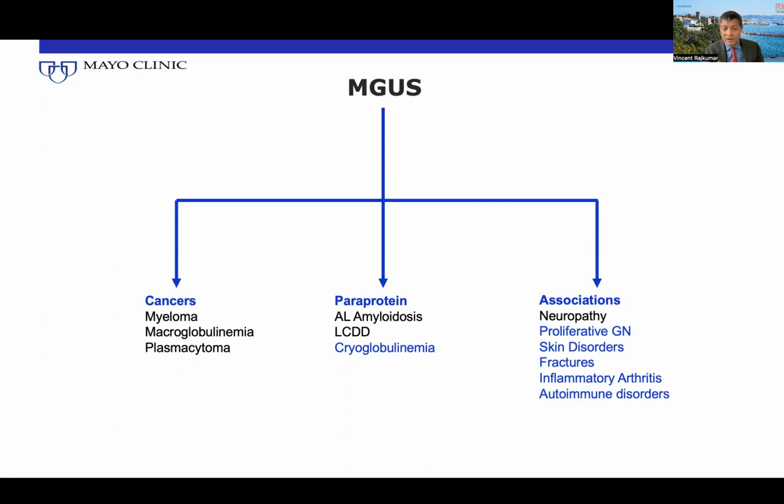This is what they sometimes call monoclonal gammopathy of clinical significance or monoclonal gammopathy of renal significance and so on. But you have to really make sure that it's really caused by the monoclonal protein and not by something else. And so you have to rule out all the other causes.